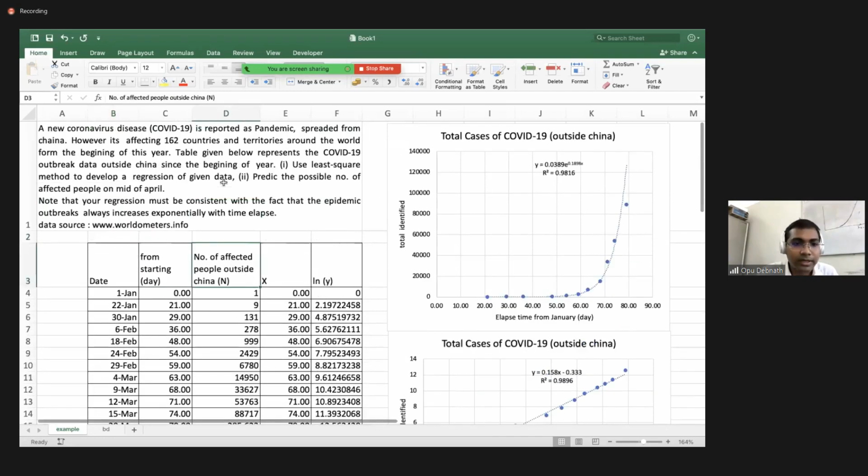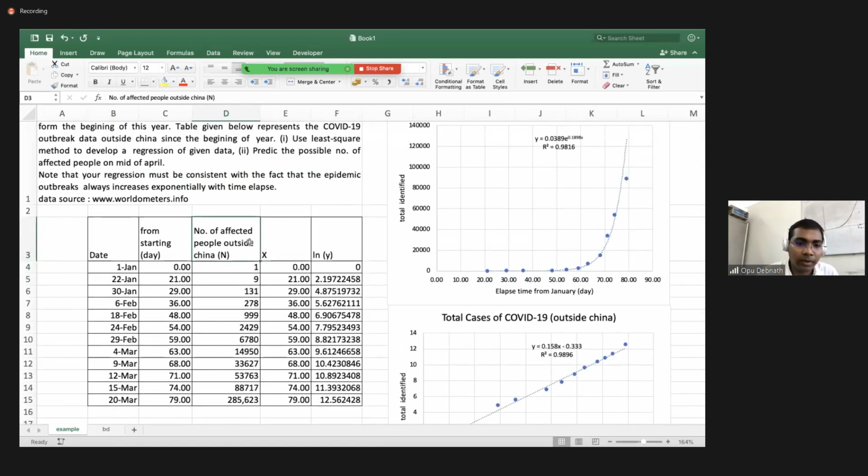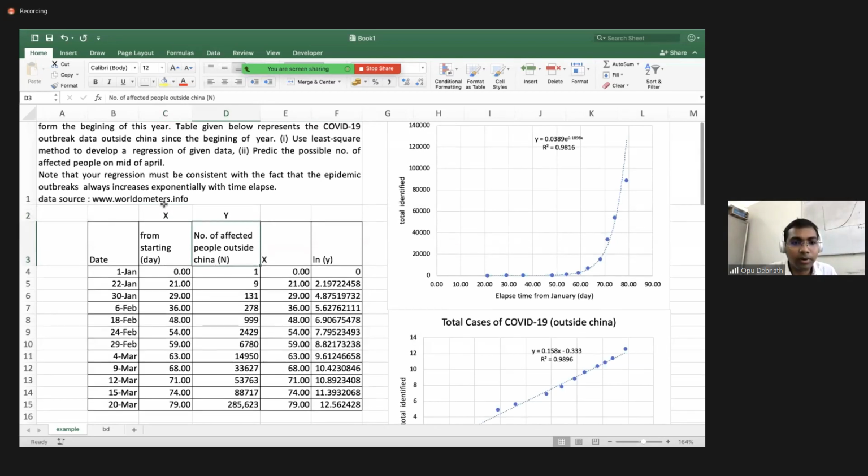So in this case, you may easily understand that with the passage of time, that means time is increasing, the number of affected population is increasing. So simply you can understand this. Okay, this one will be X and this one will be Y. But on some other types of problems, you may need to think about these parameters: which one I will take as X and which one I will take as Y.